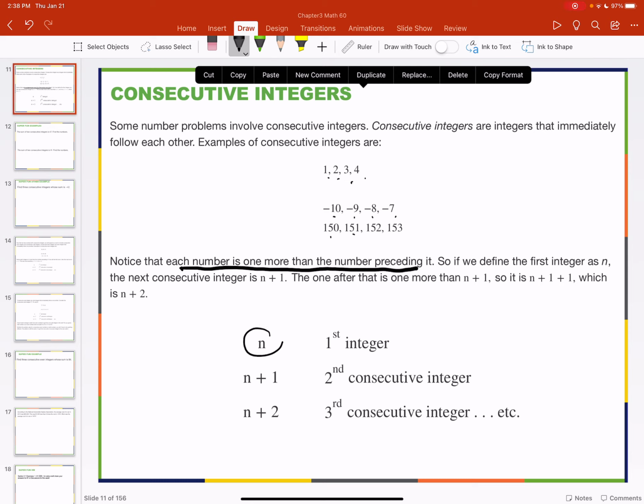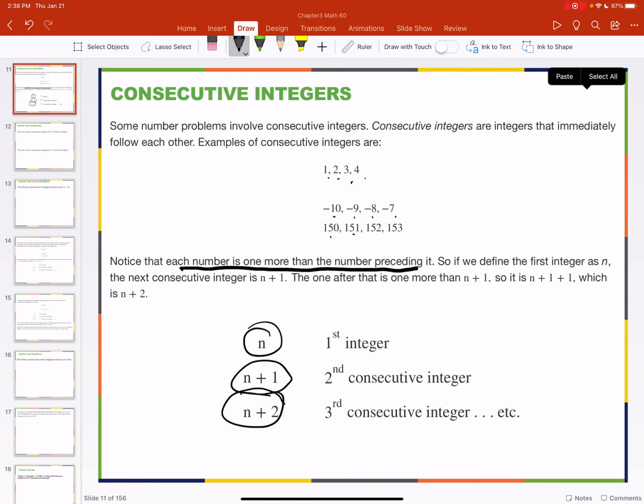So if the first integer is n, the second one is going to be n plus 1, and the third one will be n plus 2. These consecutive integer problems are not going to go away, so don't let that word scare you. All consecutively means is one after the other. If you have 1, the next consecutive one is 2, the next one is 3, the next one is 4, and so on. This setup is really important. So let's do the next one.